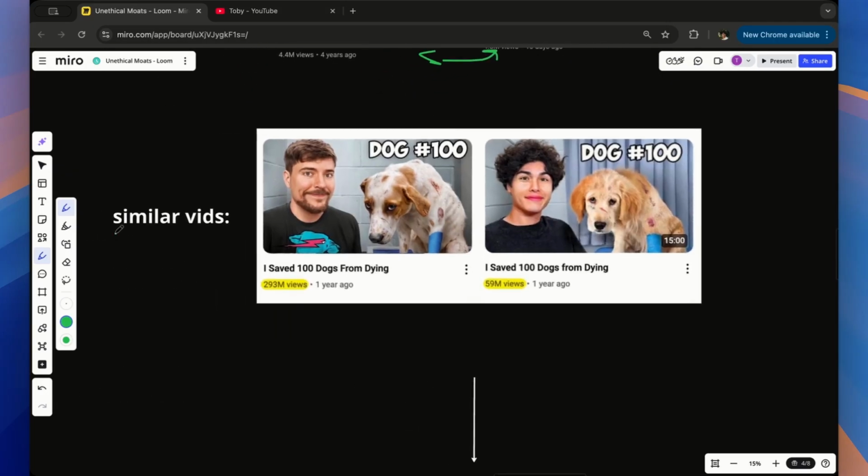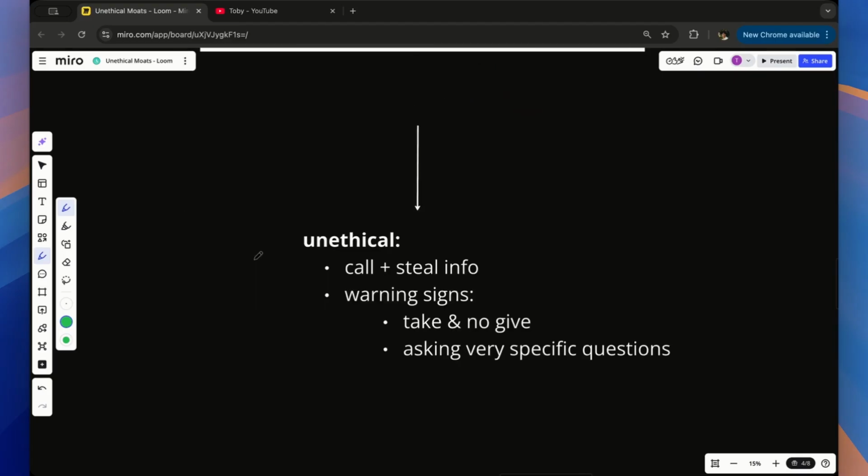Another example right here is similar videos. You don't have to do it in the same channel. You can do it in similar niches. So look at these 2 videos: literally identical titles, identical thumbnails, and one got 300 million views and the other got 60 million views. What can we take away from these 2 videos and learn by comparing them? And yeah, that's just a really interesting way of improving your learning frequency.